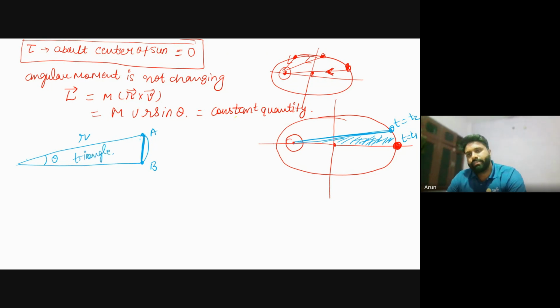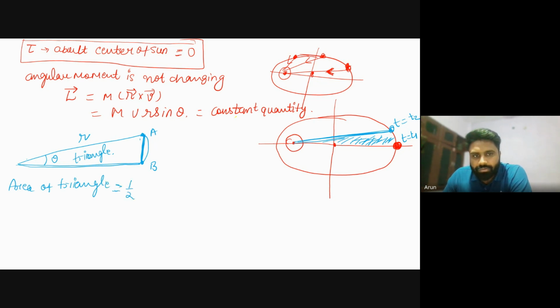Okay. So if you are able to calculate the area of this triangle, what is that? The area of the triangle is, what is the formula for the area of a triangle? It is half into base into height.